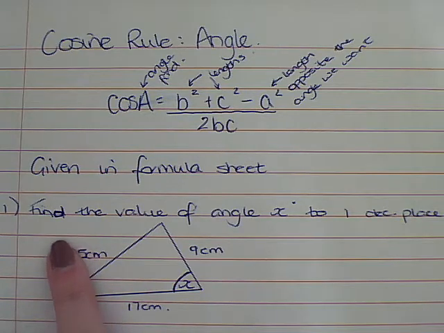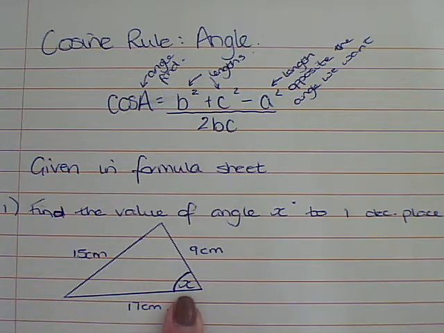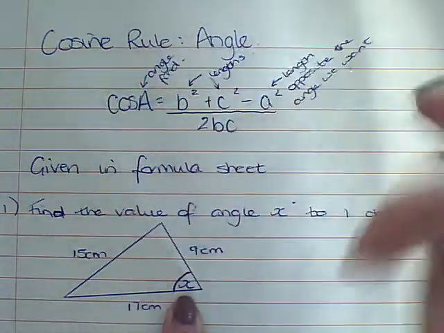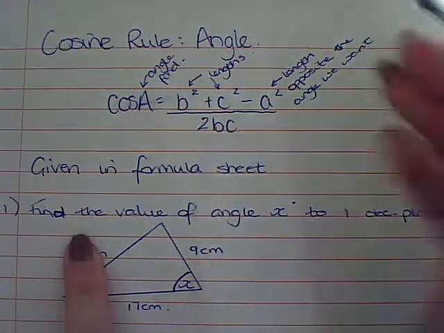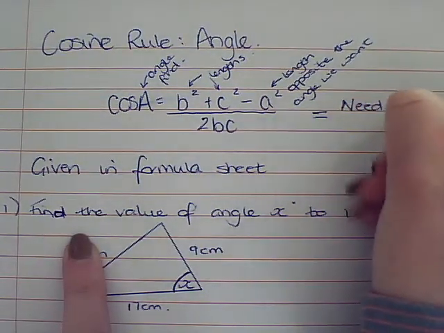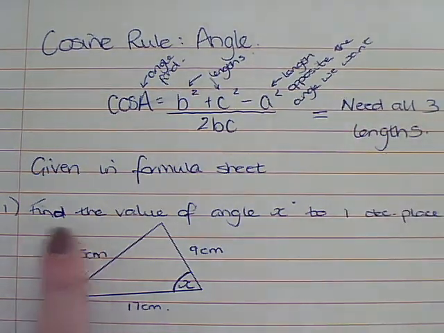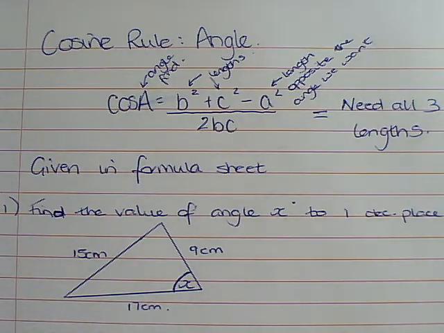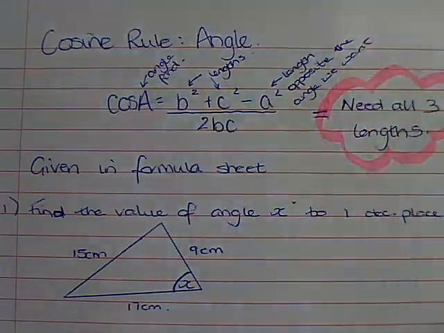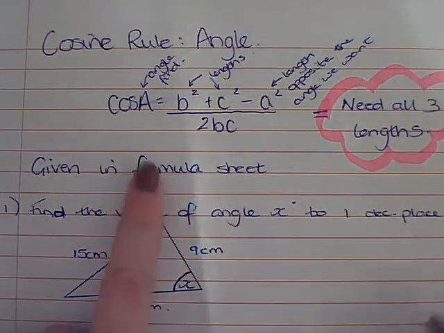So our first question is find the value of angle X to 1 decimal place. In order to use this rule, I need to have all 3 lengths. That's a huge thing. If you do not have all 3 lengths, you cannot use this formula. So we do have all 3 lengths, so I'm just going to write out this first.